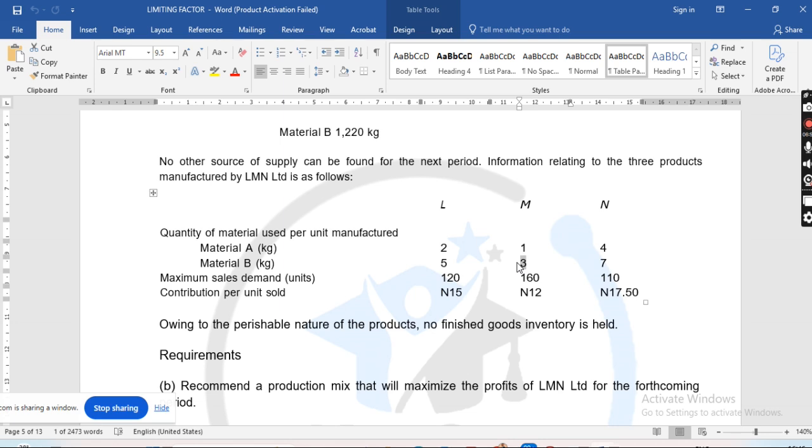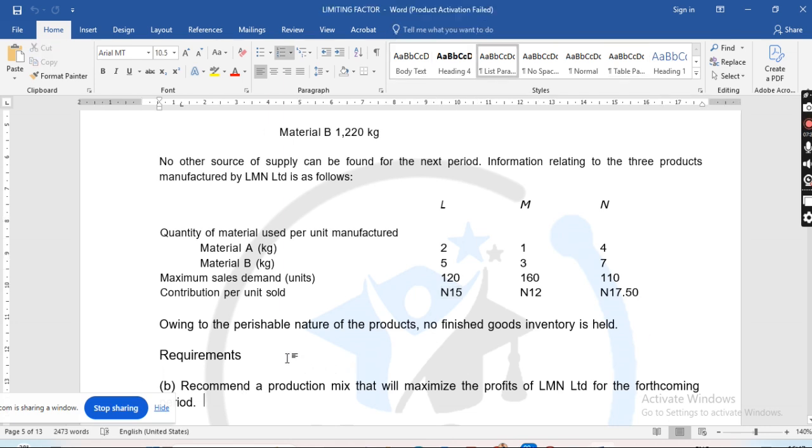Now, the maximum sales demand. The maximum sales demand in units is 120, and this is 160. And we were given the contribution per what? Per unit is given in this question. Now, owing to the perishable nature of the products, no finished goods inventory is allowed. Requirements.